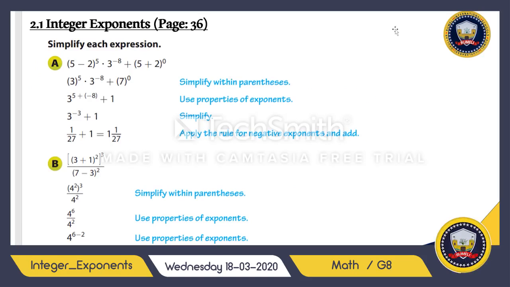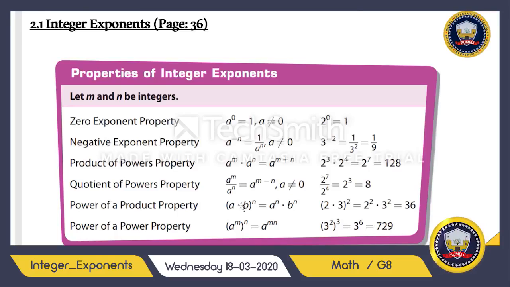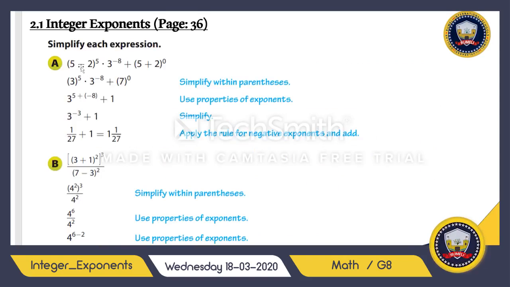Now, let's simplify each expression here. 5 minus 2 to the power of 5 times 3 to the power of minus 8 plus 5 plus 2 to the power of 0. How can I simplify this? First, we start with the brackets. Here I have 5 minus 2 to the power of 5. Be careful. I'm not going to distribute the power because it's not multiplication. You distribute the power whenever you have multiplication. Here we have a plus or minus, no distribution.